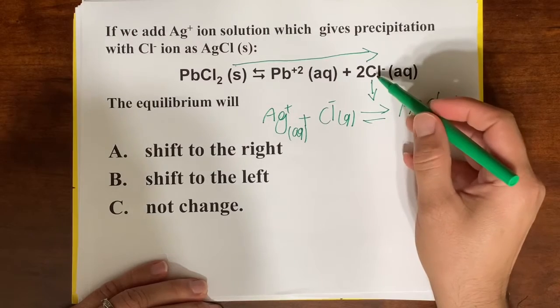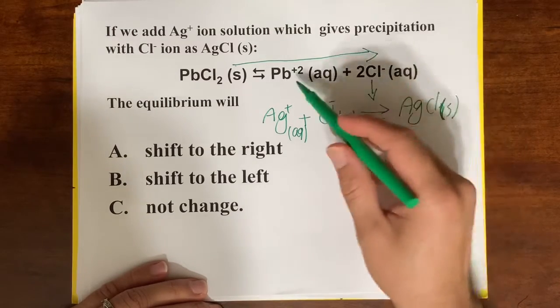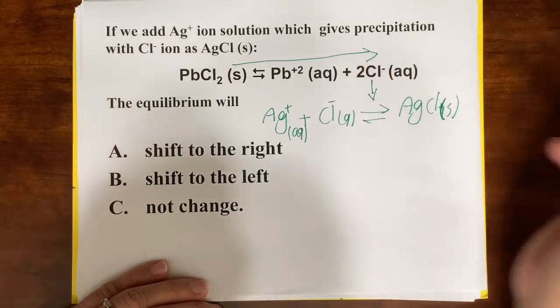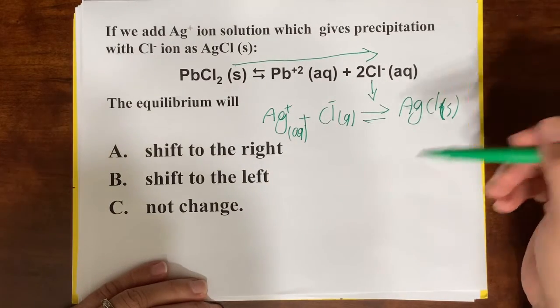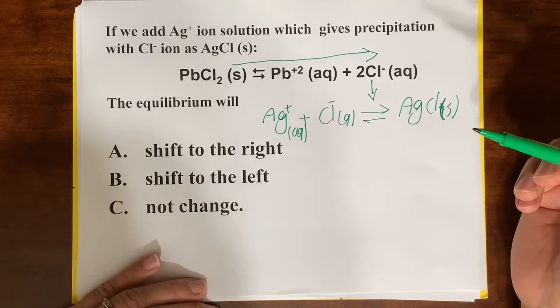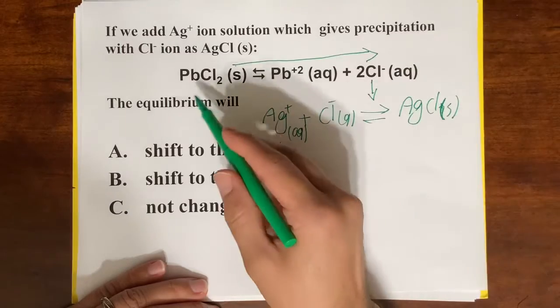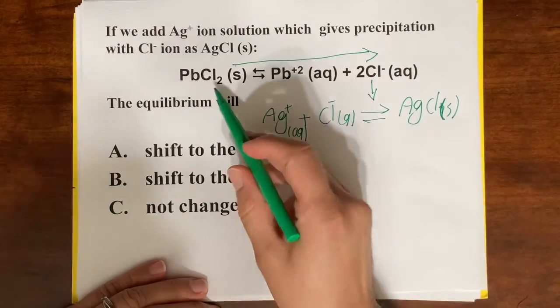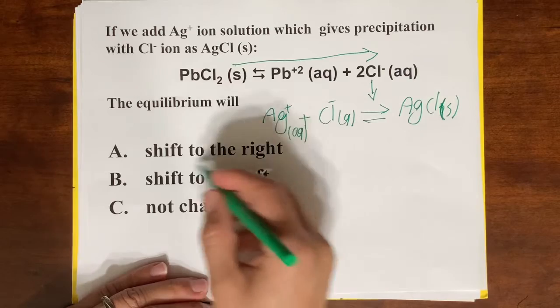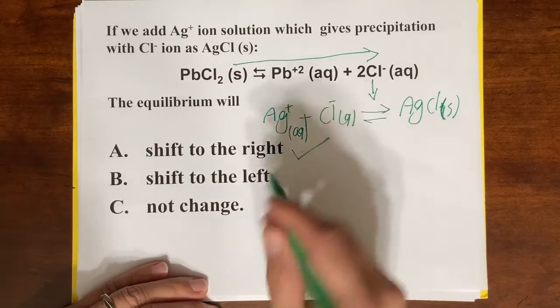Anything that uses product will make the reaction move to the right side, and we will increase the solubility this time. The solubility of lead iodide goes up because the reaction is moving to the right side. So the correct answer will be this one.